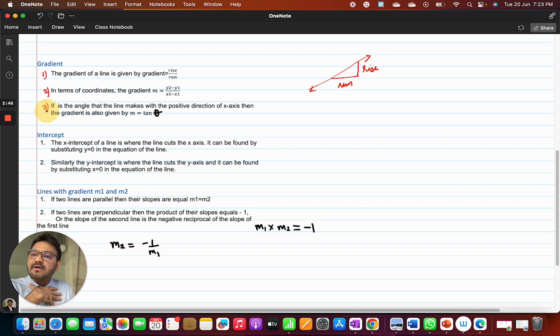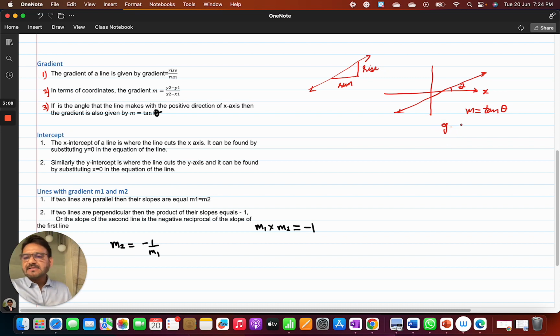Third formula is important. Sometimes they will give you the angle with the x-axis. If I give you a straight line, and they give you the angle with the positive direction of the x-axis, then the gradient is given by slope m = tan theta, where theta is the angle. For example, if they say a line makes an angle of 30 degrees with the x-axis, find its gradient, you simply do m = tan 30. Now tan 30 is, you should know the standard angle, 1 over root 3. That's your 9th, 10th standard knowledge.